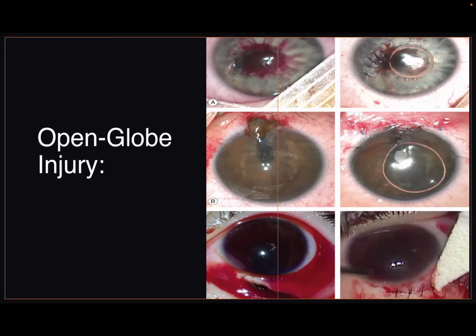In the same A, the second picture, after closure of the cornea, we can see that the anterior chamber has some filtered air bubble that tamponades the wound as well. 30% or so of the anterior chamber can be filled by this bubble. This also helps prevent further leakage.